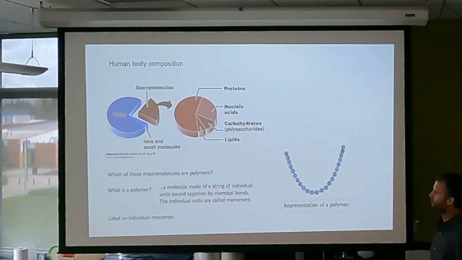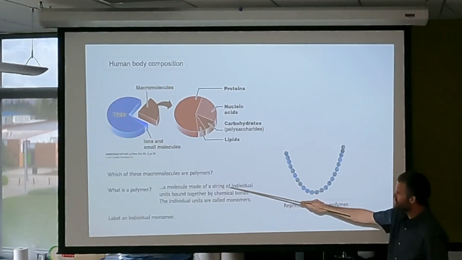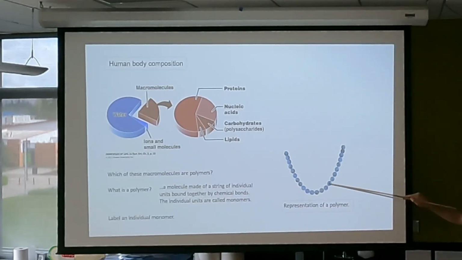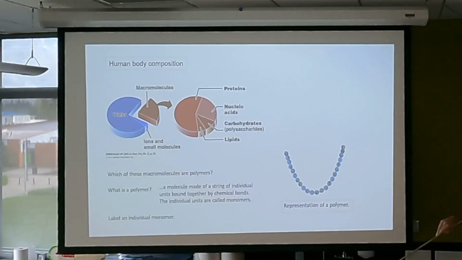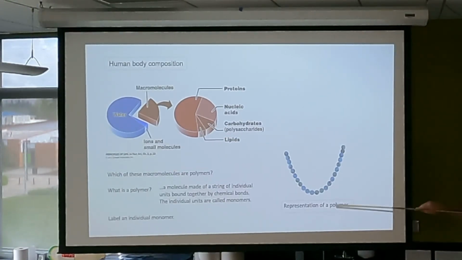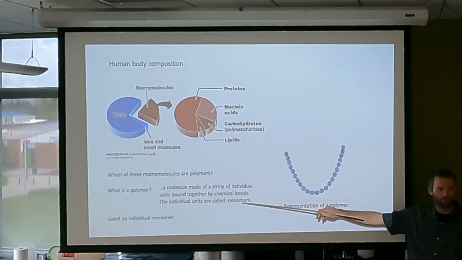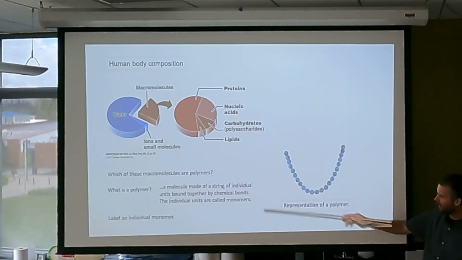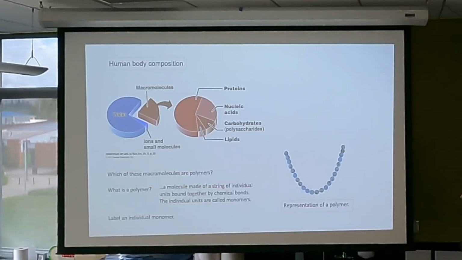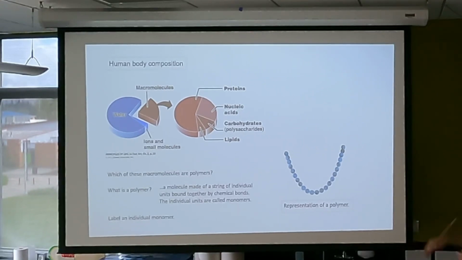So a polymer is a molecule made up of a string of individual units that are bound together by chemical bonds, and we call these individual units monomers. Okay, mono is single, it's a single unit. You link them together by chemical bonds, and you get a polymer, many units. So this is just a generic representation of a polymer that you'll see again and again.